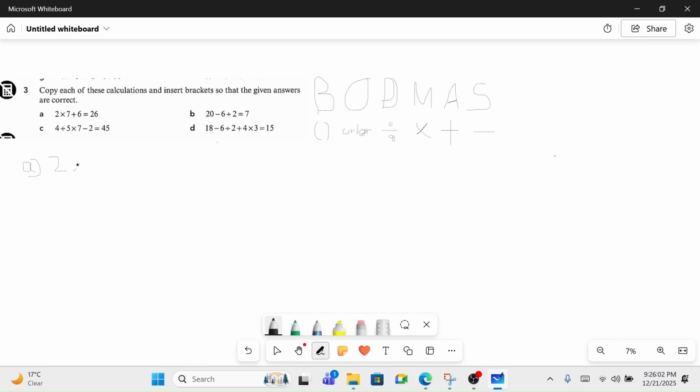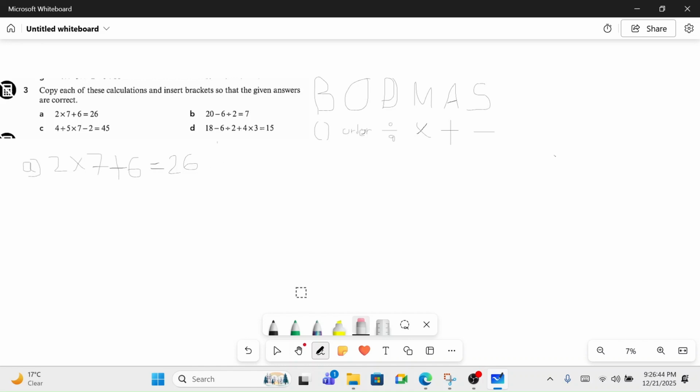So let's solve question number 3a, which is 2 times 7 plus 6 equals 26, right? If we did it without brackets, what would our answer appear as? 2 times 7 is 14. 14 plus 6 would give us an answer of 20, which is not correct here, right? It will not match with this answer. So we need to make sure that our answer appears as 26.